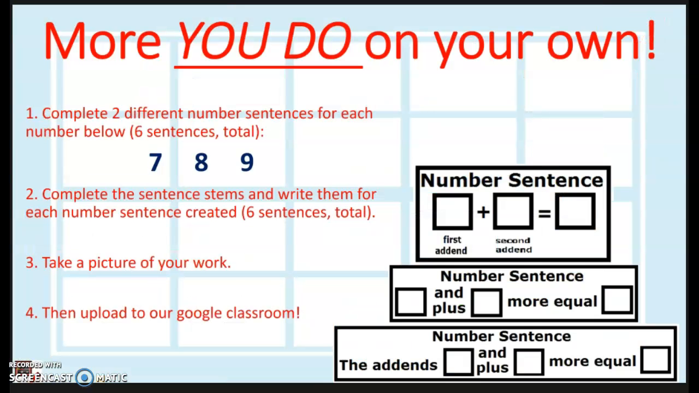Some more independent work on your own, class. I want you to show 2 different number sentences for the numbers below. So 7, 8, 9. Those are going to be your ending quantities. I want you to show me 2 ways to make them. Then complete the sentence stems and write them for each number. Those are the boxes to the right. Take a picture of your work, then upload it to Google Classroom.